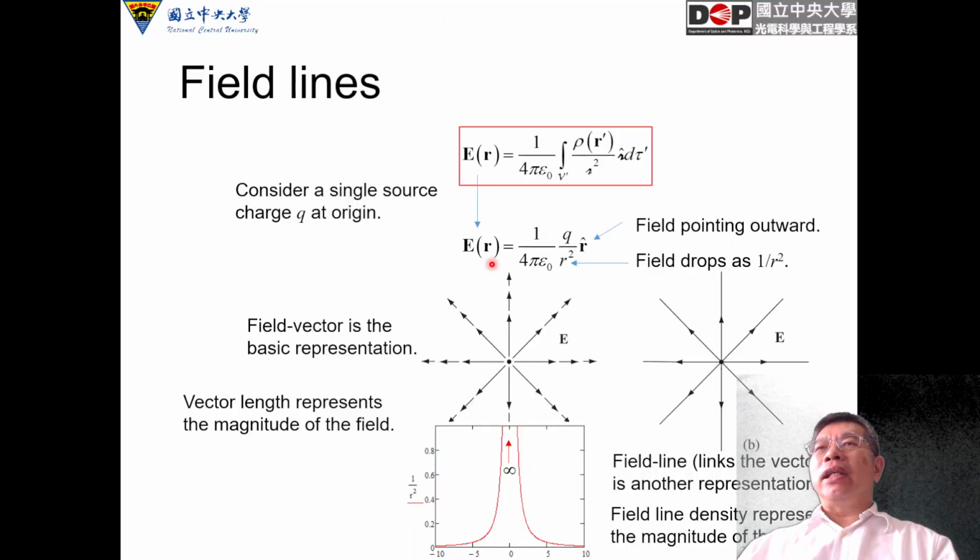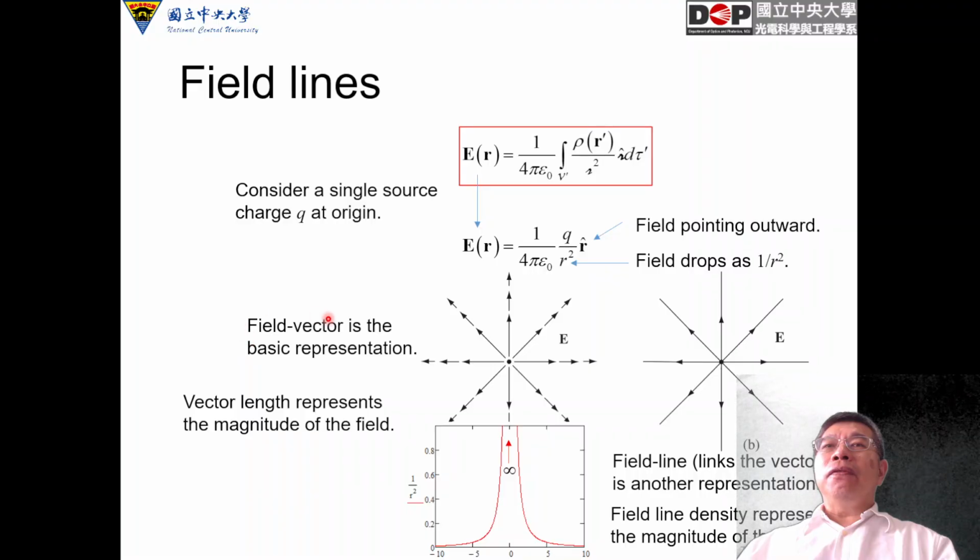And always the electric field is pointing out, since the vector is pointing from the source point to the observation point. So it's pointing out. That is the field direction. And the field strength, or the magnitude, will be something like this if the charge is Q. So that's trivial.